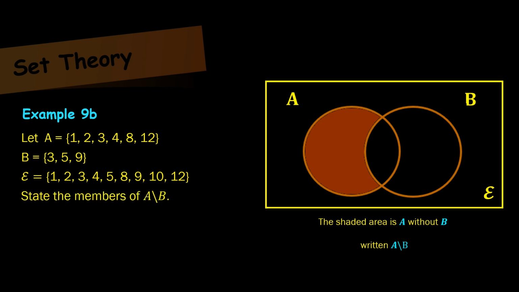What about A not B? This is represented by the shaded region shown. In this example, A not B is equal to 1, 2, 4, 8 and 12. Again, 3 is the only element which is common to both sets. Therefore, A not B is the remainder of the elements in A as shown.